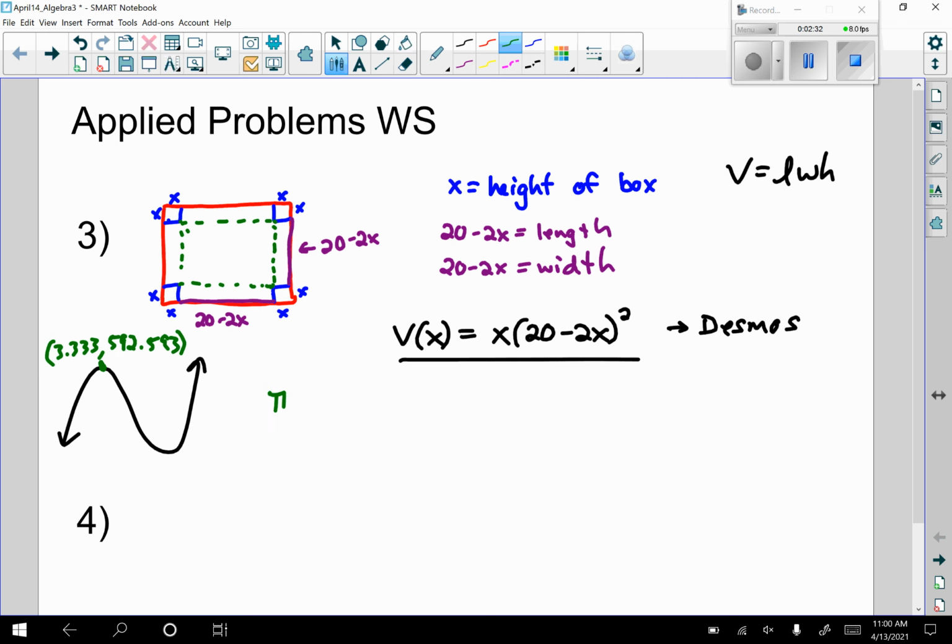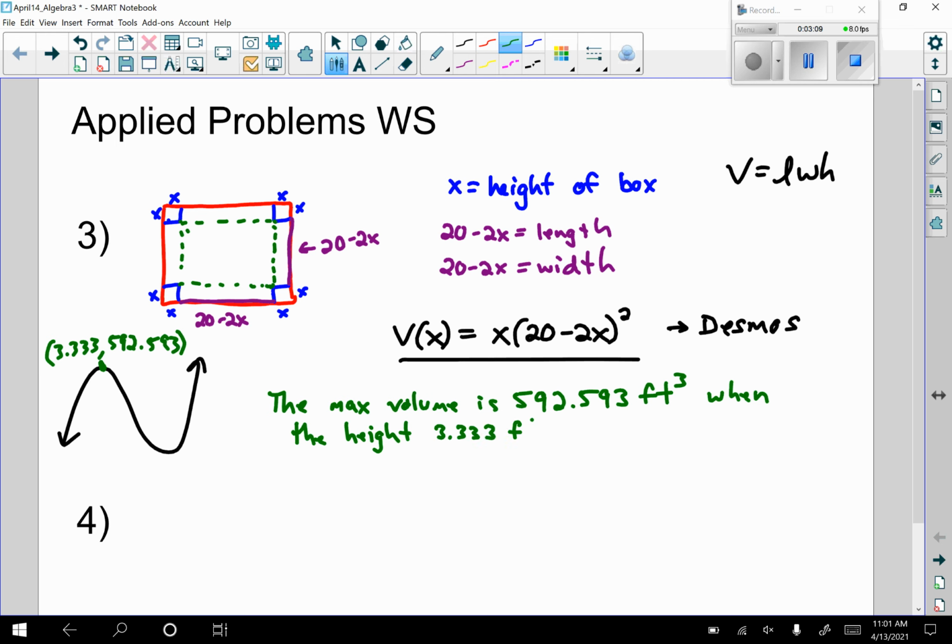Here's the answer. We can answer both parts of the question in one sentence, because it's saying what is the length of the side of the square, or the height of the box, that will make the box have a maximum volume. And what is that largest volume? So we would say the max, not just the volume, but the max volume is 592.593. Volume is measured in cubic feet, because that's how it's given to us in this problem, so it's always cubic units, when the height is 3.333 feet. That's exactly how we want to answer this.